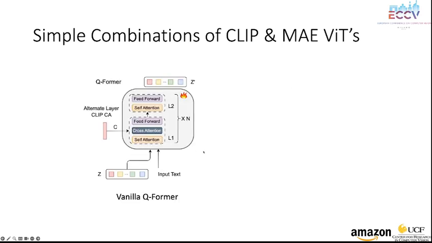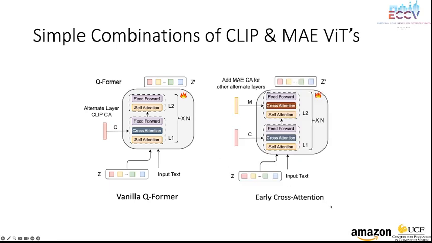Next, we try an early cross attention mechanism, where we introduce a new cross attention layer, as shown in the brown block, that takes in the MAE features as the input. So in addition to the CLIP cross attention, now we add an additional cross attention for MAE at every alternate layer, thus adding more parameters to the model compared to the concatenation approach. This also takes in the learned queries as well as input text to learn the refined queries, which is Z prime.